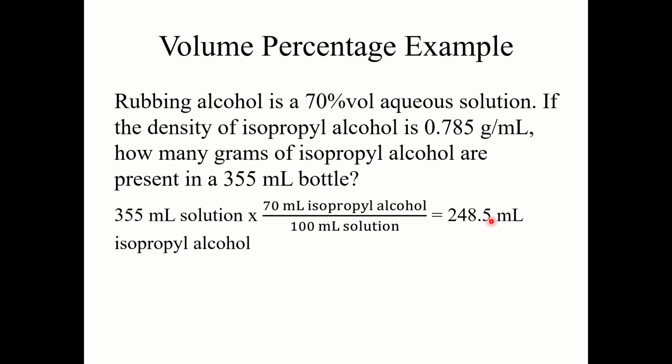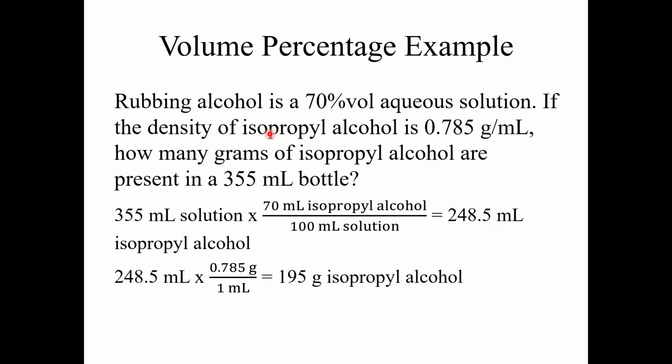Now I'm going to use that volume and this density to find the mass in grams. So 248.5 milliliters times 0.785 grams over 1 milliliter gives me my final answer, 195 grams isopropyl alcohol.